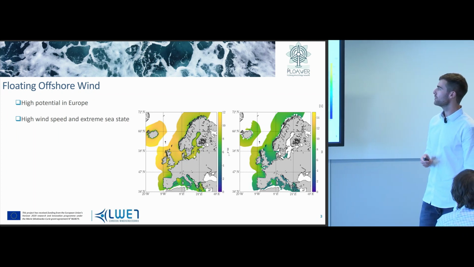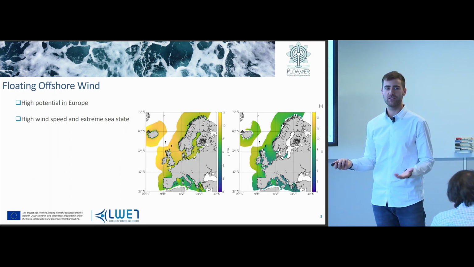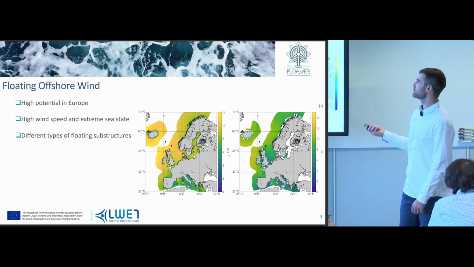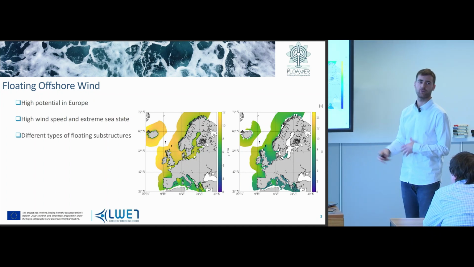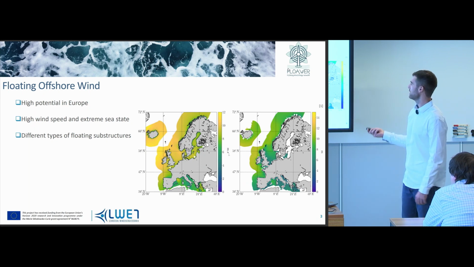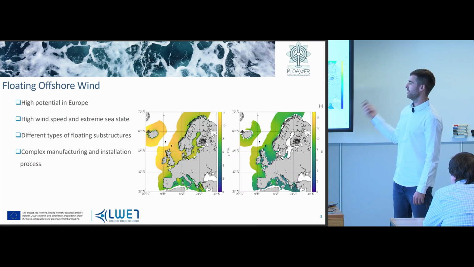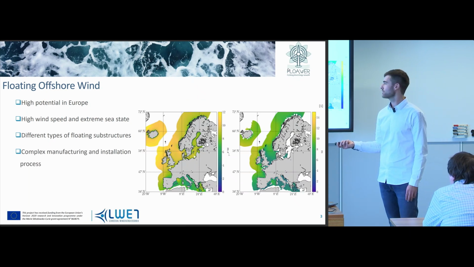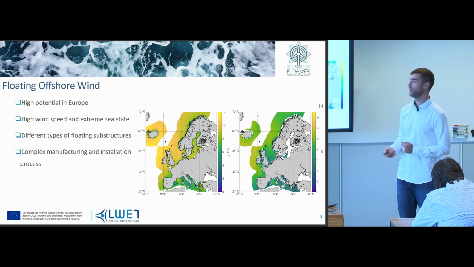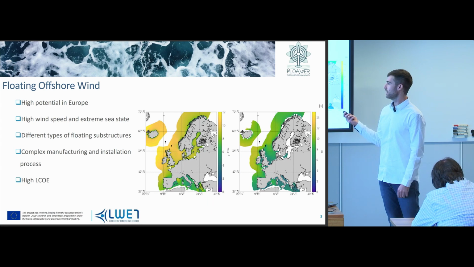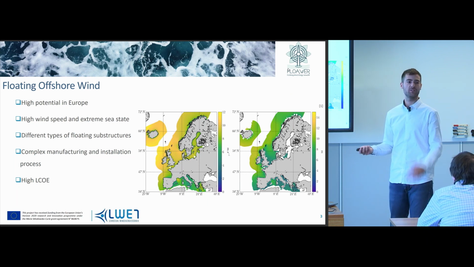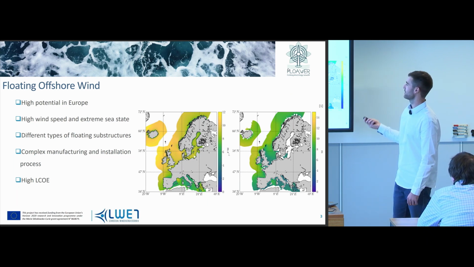With floating offshore wind, we saw that there is a higher wind speed and extreme sea state when compared, of course, to onshore wind. This leads to different types of floating substructures. There is no consensus on which substructure is the best to put where or in different sites. So that's one thing to consider. Those substructures are complex to manufacture, and the installation process and all the context around floating things in offshore environments is difficult. This eventually leads to high LCOE. We saw it with the presentation of Craig and the minimization Kutai is trying to do with his work.